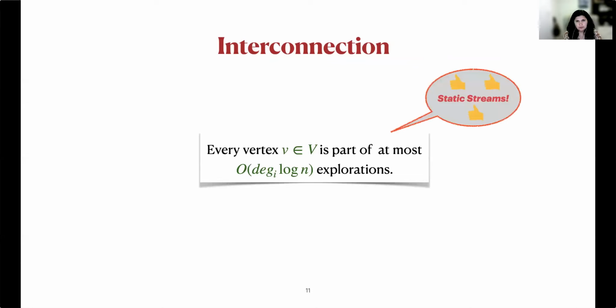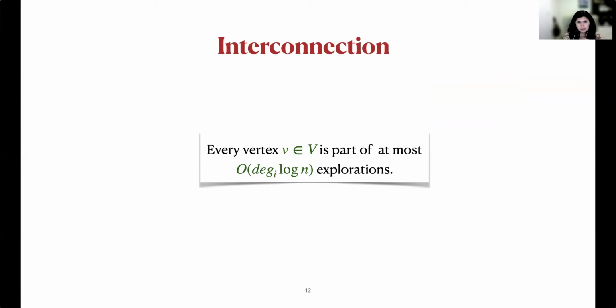And this is very good for static streams, because in a static stream, when an edge appears on the stream which is on a shortest path to the source of one of the explorations, we can simply safely store the edge, because we know there will not be many of them, so you can store all such edges.